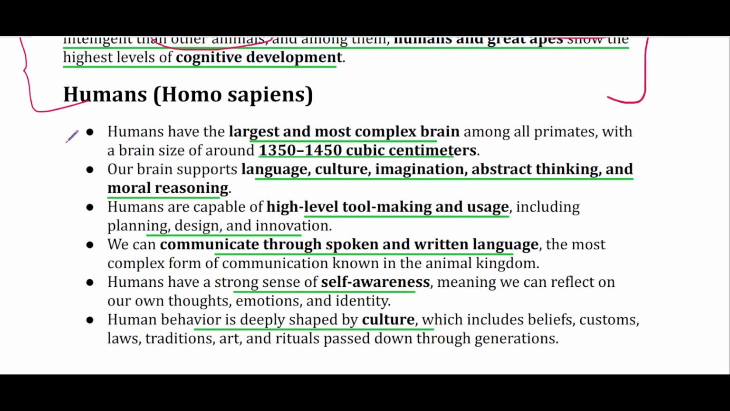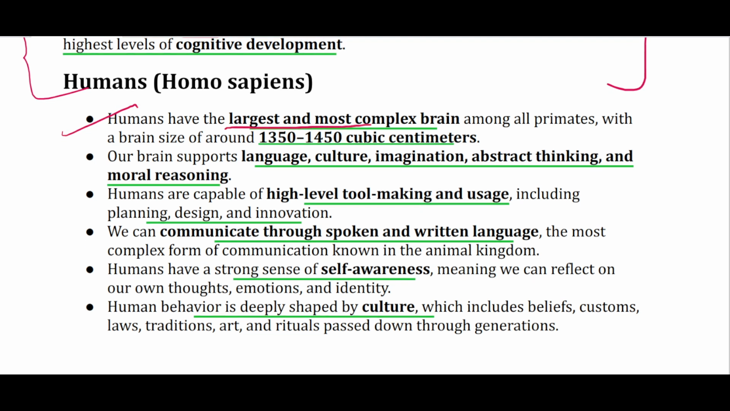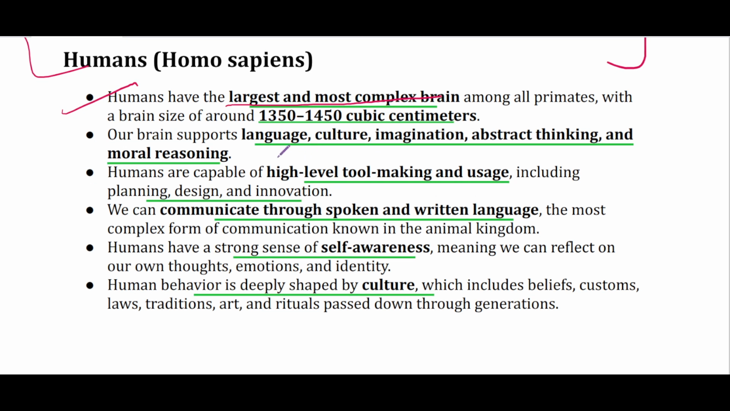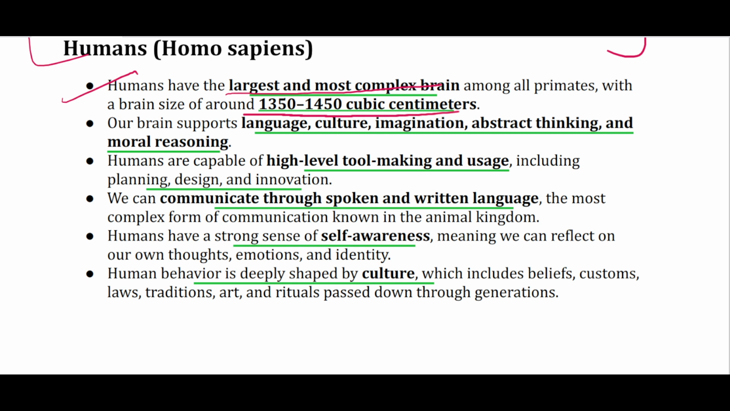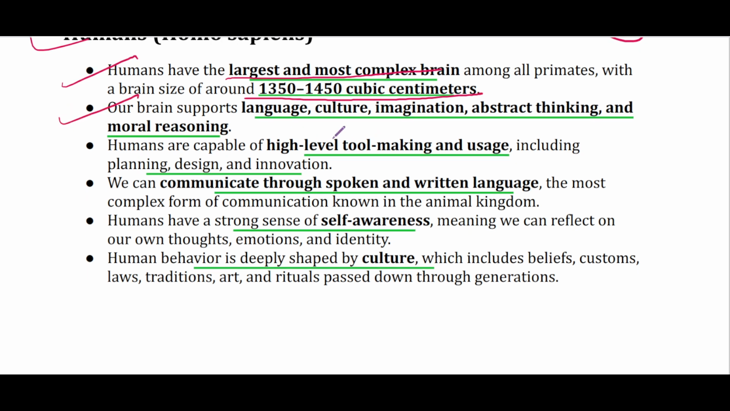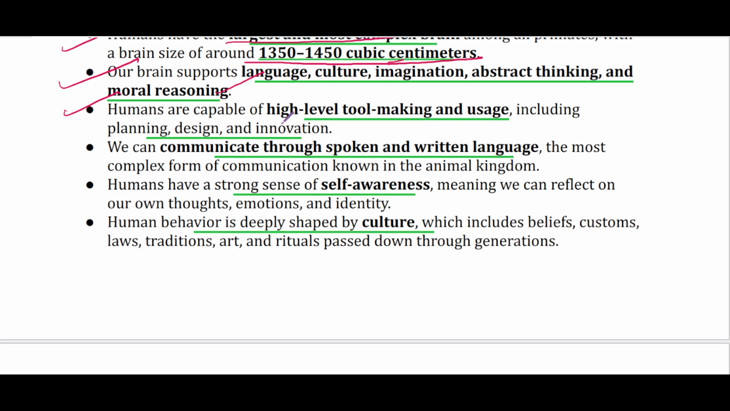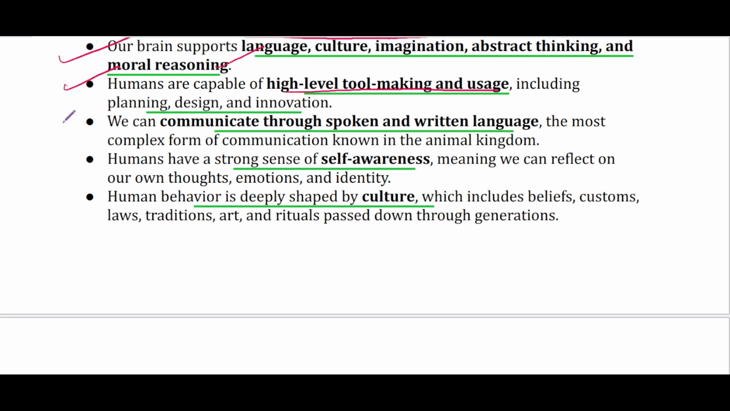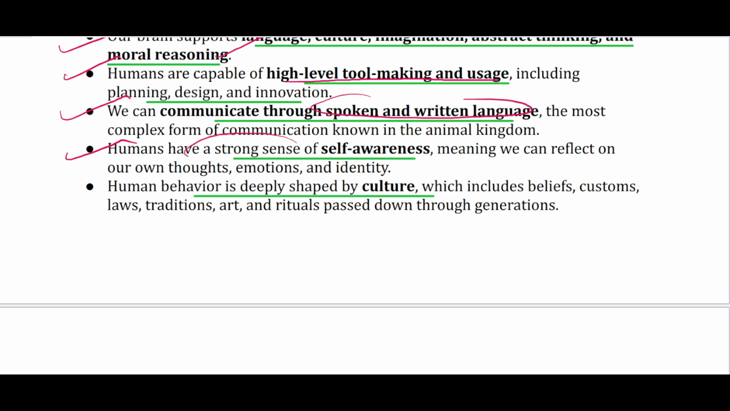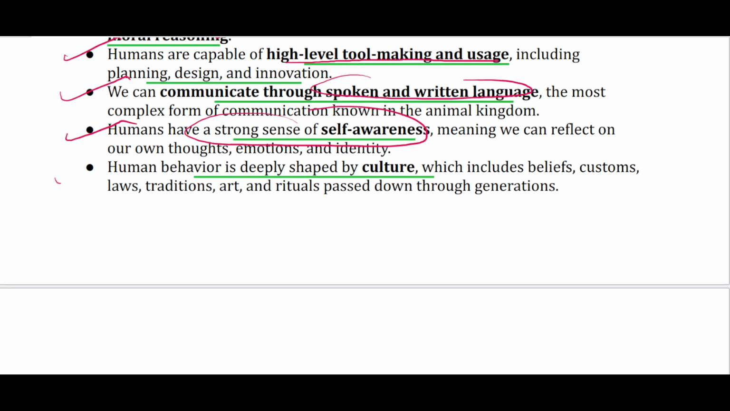Now, first humans, so the largest and most complex brain from 1350 to 1450 cc, and our brain supports language, culture, imagination, abstract thinking, and moral reasoning. Humans have been seen to be capable of high level tool making, and we can communicate through spoken and written language. We have a strong sense of self awareness, and our behavior is deeply shaped by cultures.